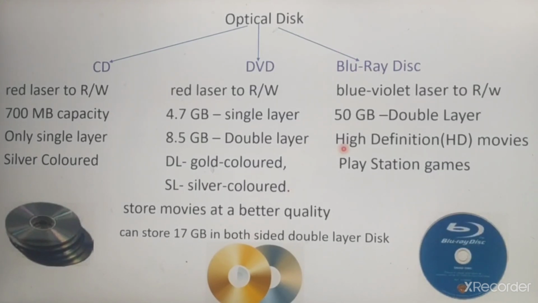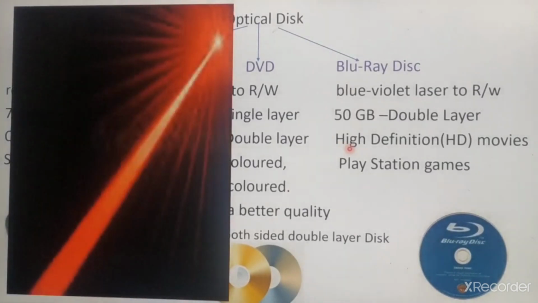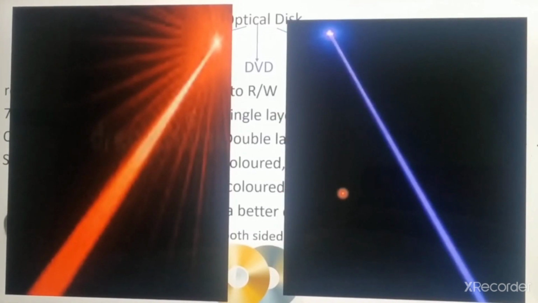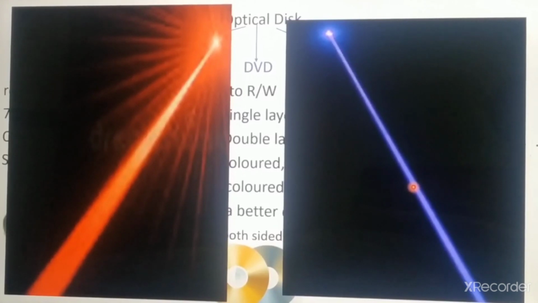Next, the Blu-ray disc. In this Blu-ray disc, we use a blue-violet laser to read and write the information. In the DVD and CD, we use red laser light to read and write the information. In the Blu-ray disc, we use a blue-violet laser. So it is called a Blu-ray disc.